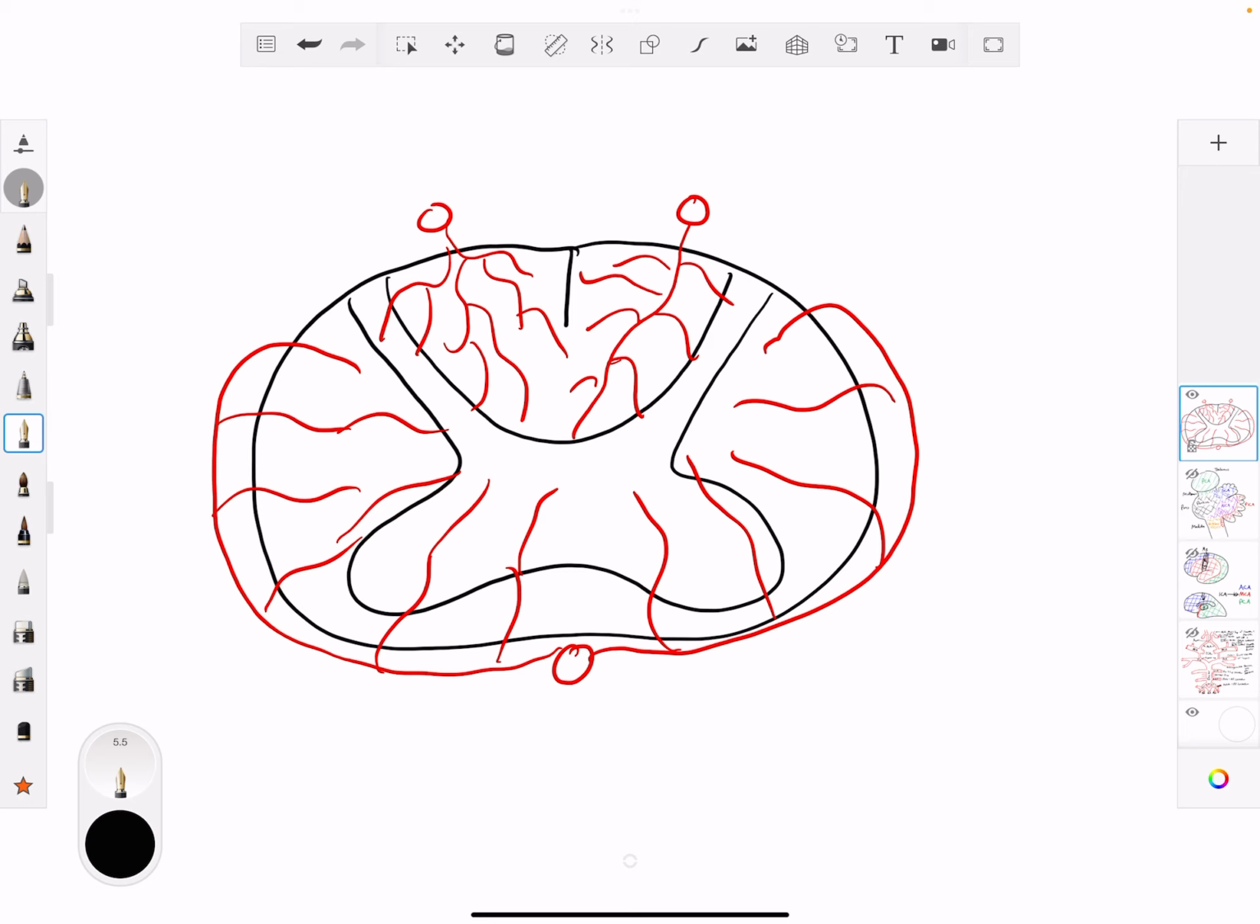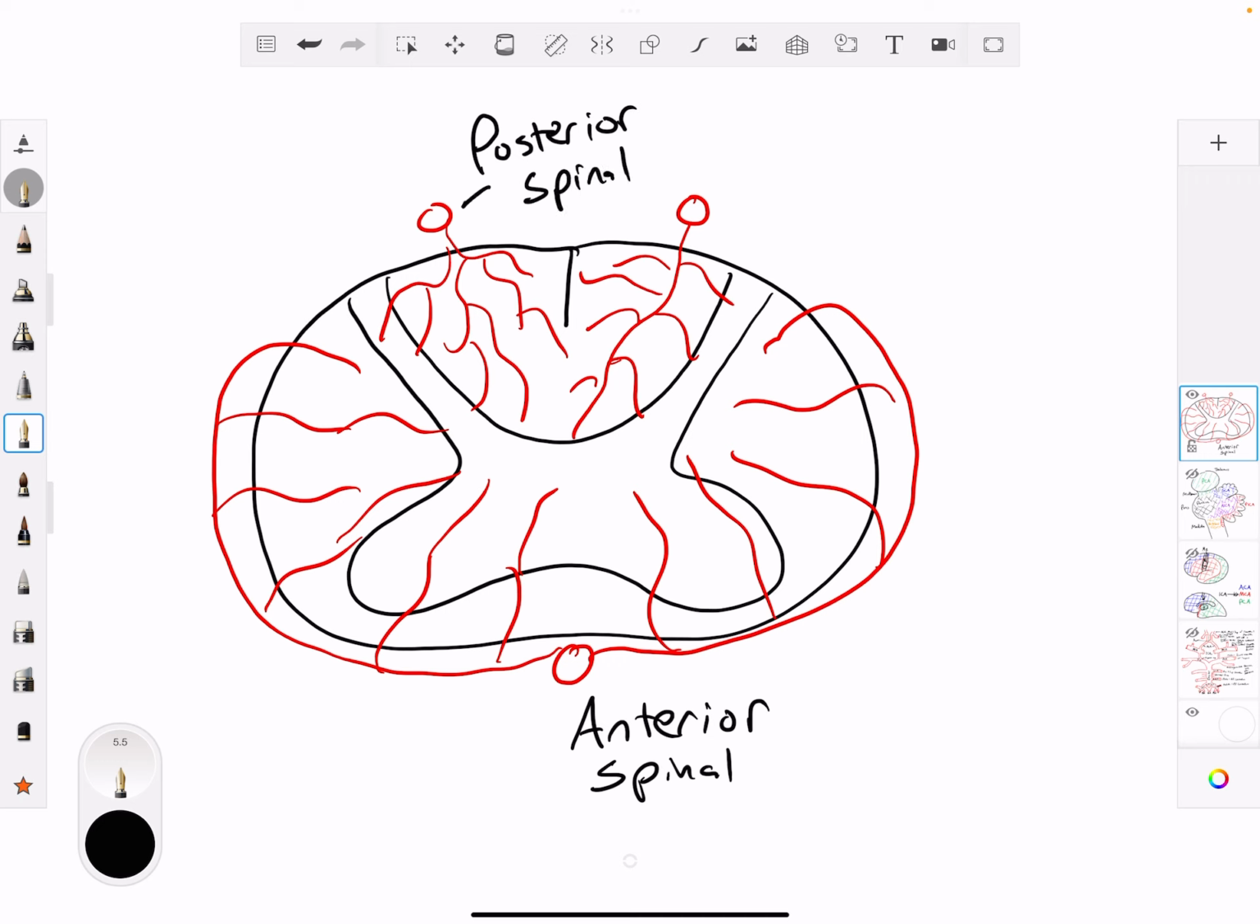So this is what will give us that anterior cord syndrome if we have a stroke at the anterior spinal artery. And then the posterior spinal arteries can give us posterior cord syndrome.